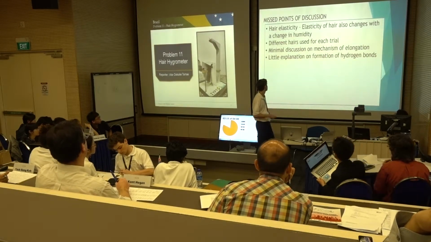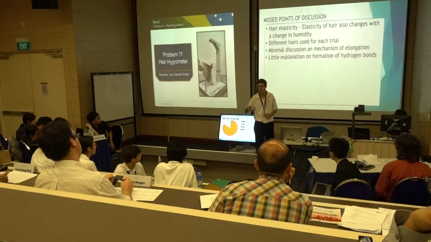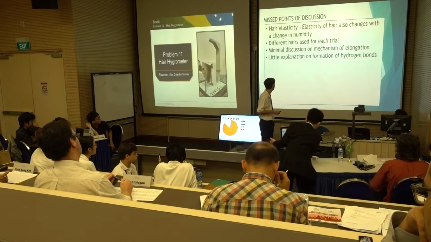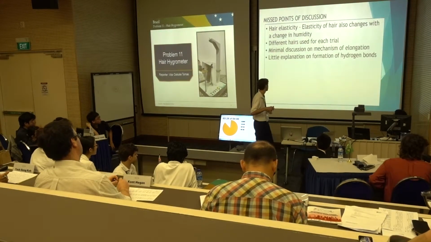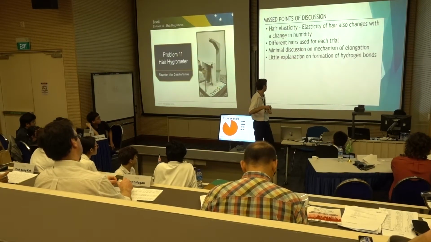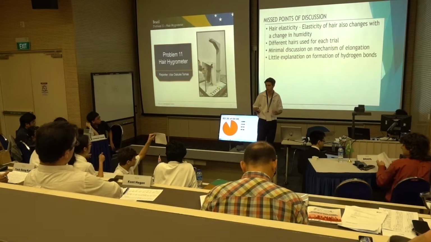I think some missed points of the discussion: the opponent should have brought up the change in hair elasticity. I think that's actually vital, and it makes a definite impact on the length of the hair. I think he should have brought up that different hairs were used for different trials, and he should have discussed more the mechanism of elongation. And he had little explanation on the formation of the hydrogen bonds, and he did not push that point.